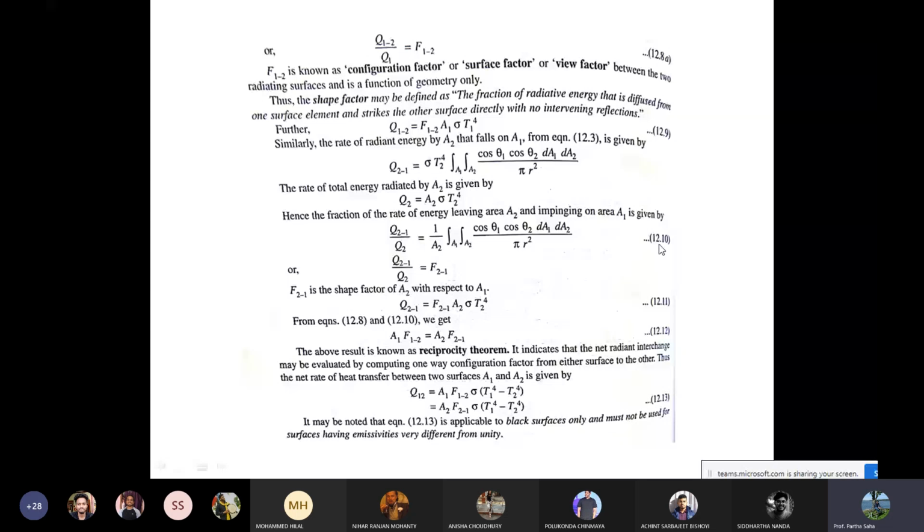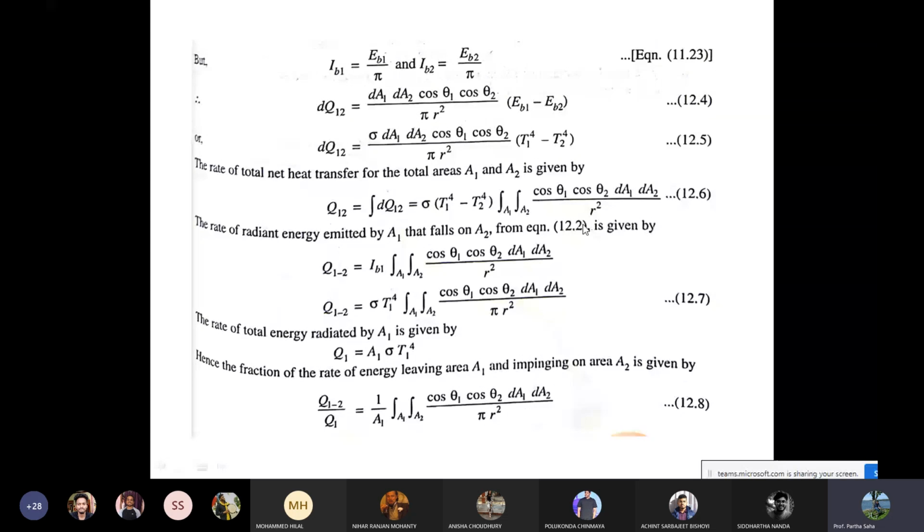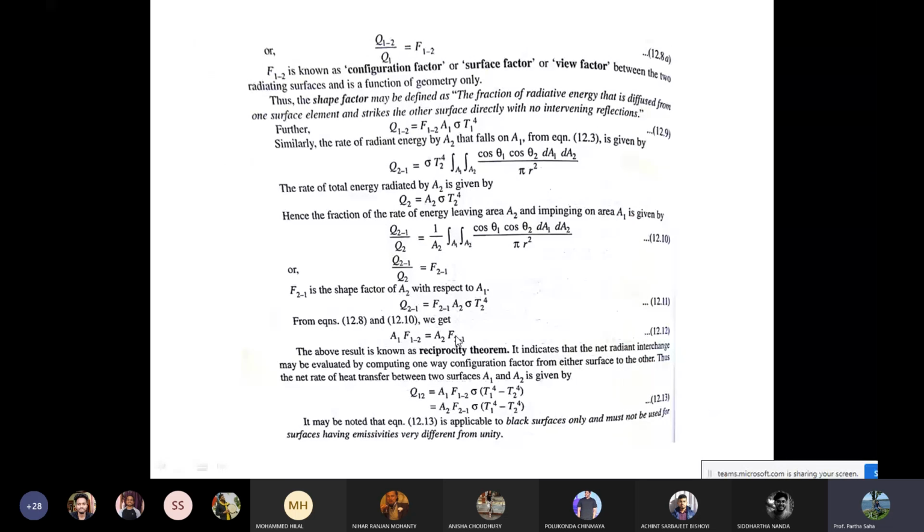So you can write A1 times F12, that is, the area of 1 times the view factor or shape factor of 1 on 2, and the area of 2 times the shape factor of 2 to 1 are equal.